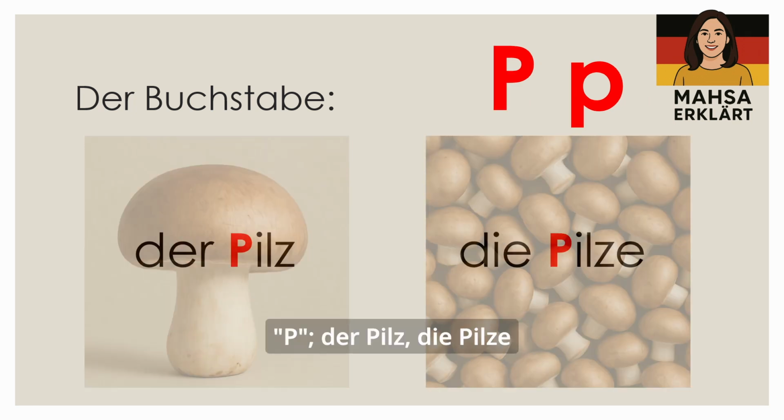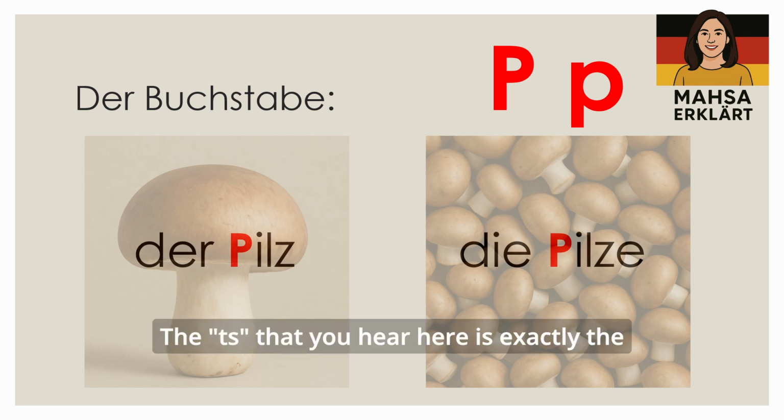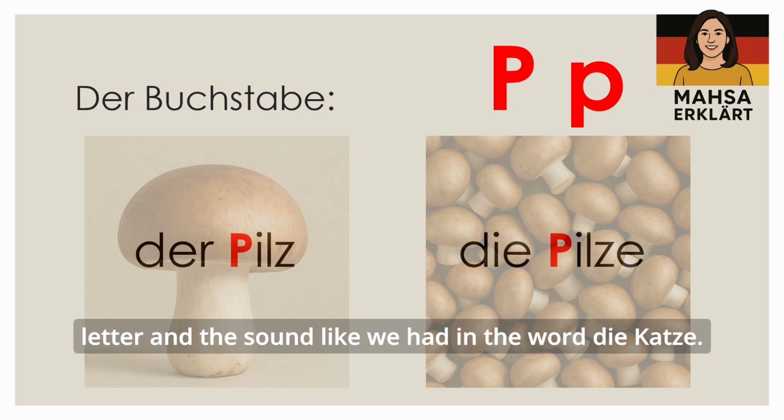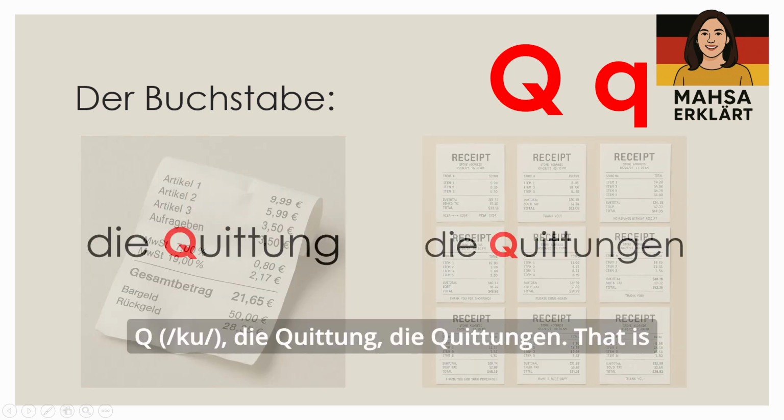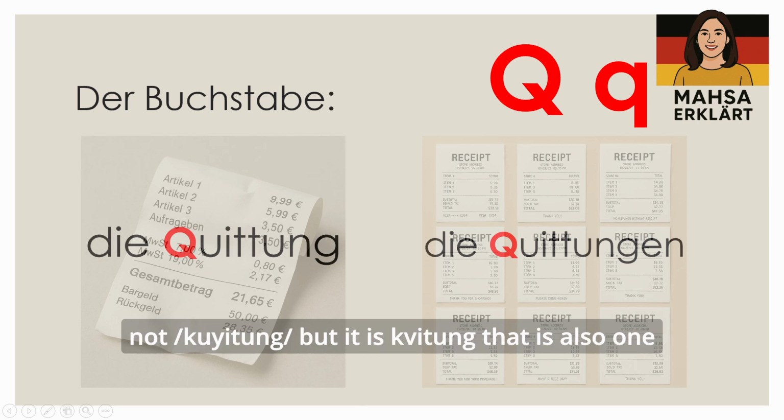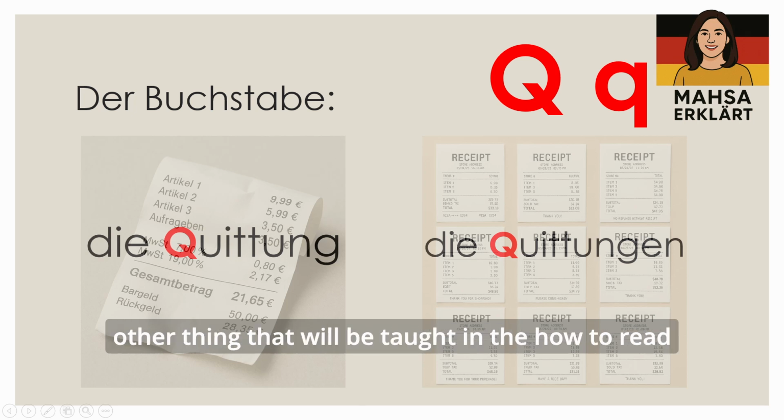P. Der Pilz. Die Pilze. The ts that you hear here is exactly the letter and the sound like we had in the word die Katze. So it is not Pilze with an English Z, it is Pilze, which you will learn in the following, just don't worry. Q. Die Quittung. Die Quittungen. That is not pronounced the English way, but it is Quittung. And that is also one other thing that will be taught in the How to Read German Words lesson.